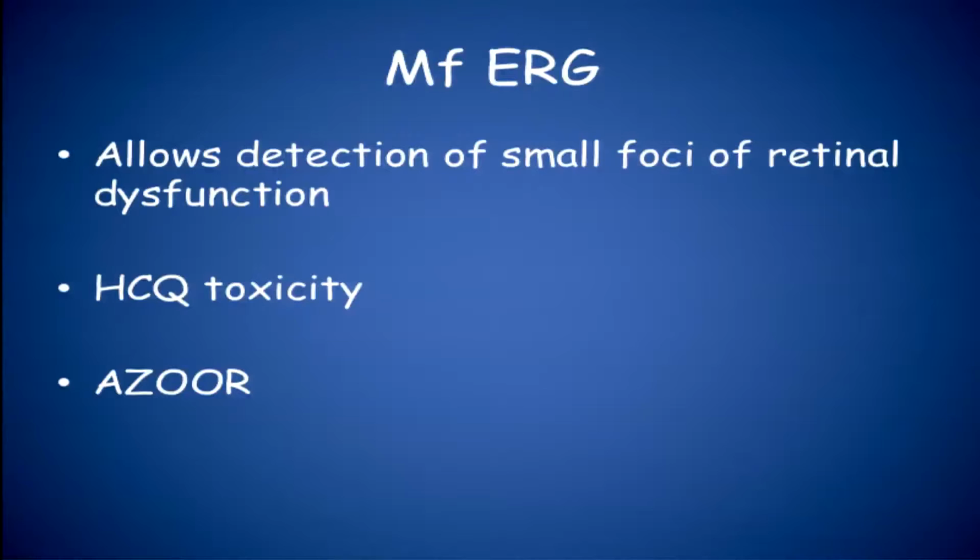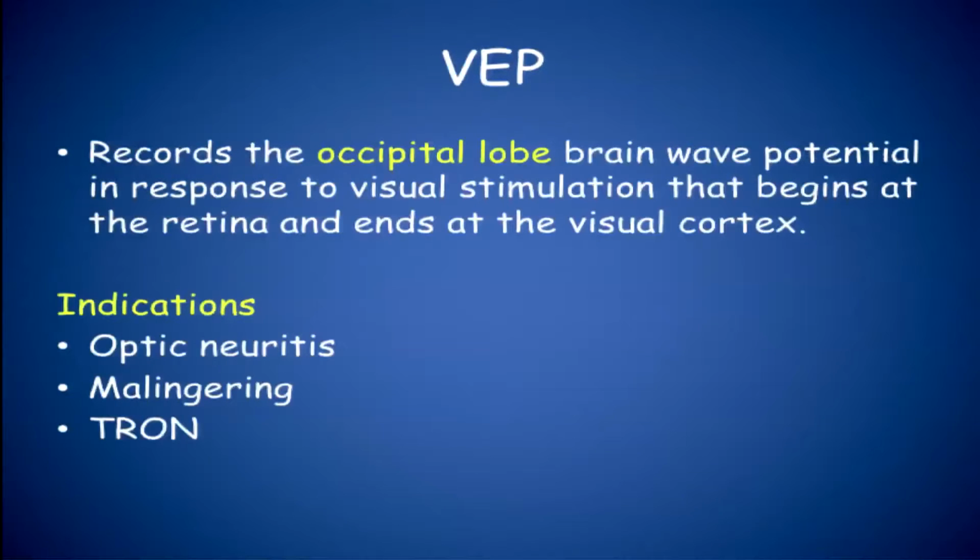Another variation of ERG is MF-ERG. It allows detection of small foci of retinal dysfunction. So it is useful in maculopathies, again very subtle changes in the retina. The fundus appears almost normal to the general ophthalmologist in conditions like HCQ toxicity. And this test, MF-ERG, can help in picking up the condition.